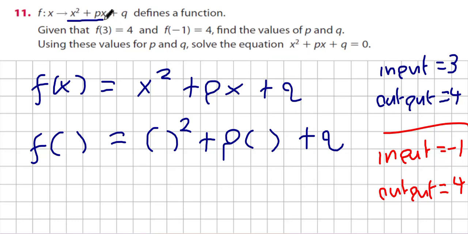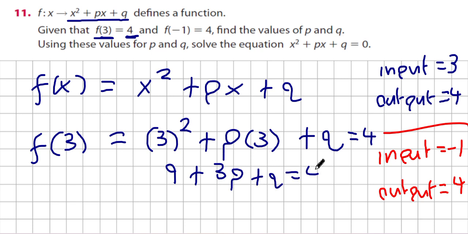We're asked to find this equation, which is written below. The first thing I did was I noted that when the input is 3, the output is 4. I replace all the inputs with 3. And then I put the output as 4. Multiply it out. I get 9 plus 3p plus q equals 4.